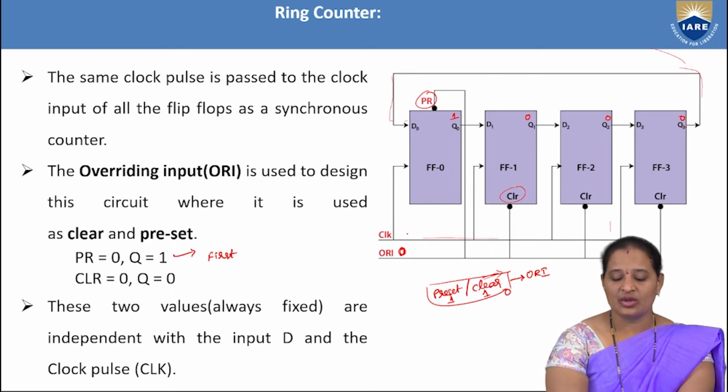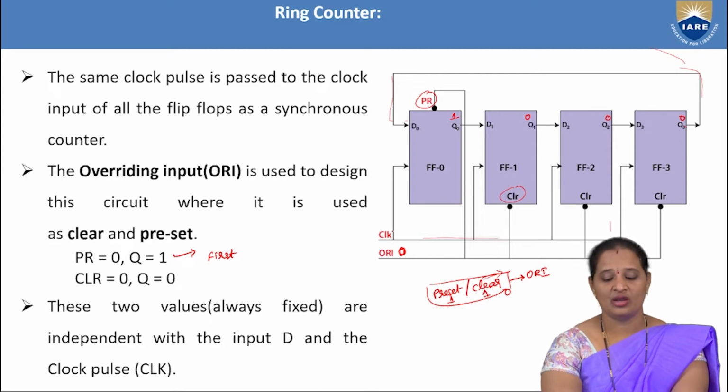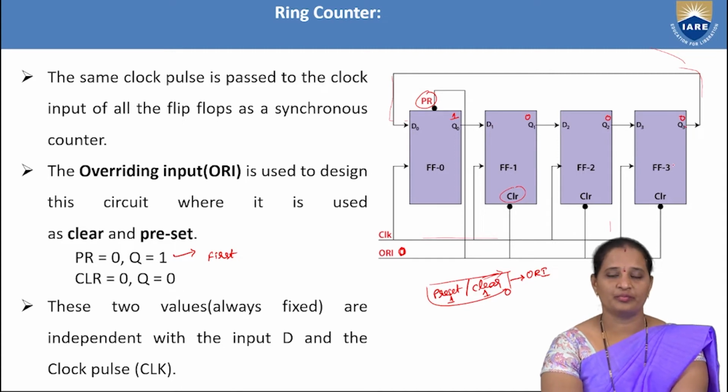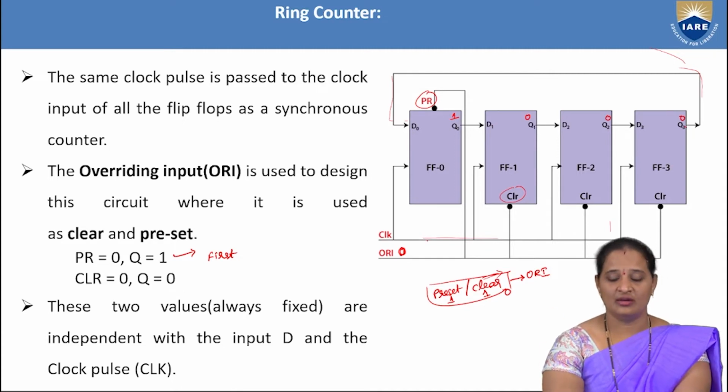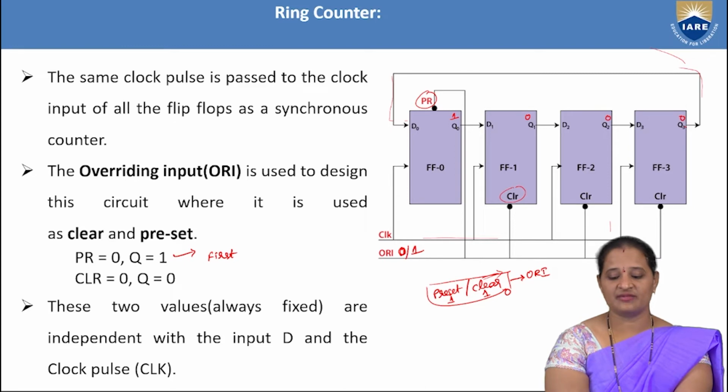Whenever this is applied, it is independent of the clock. Whatever the clock value, either 0 or 1, when the preset or clear inputs are 0, it sets or resets the flip-flop. Now, in order to make the flip-flop operate with respect to the clock, we need to make it 1. Now, what happens if I make it 1?